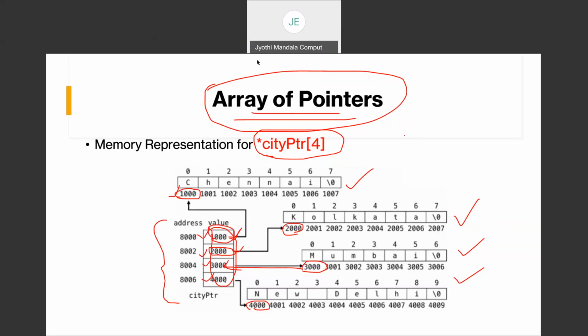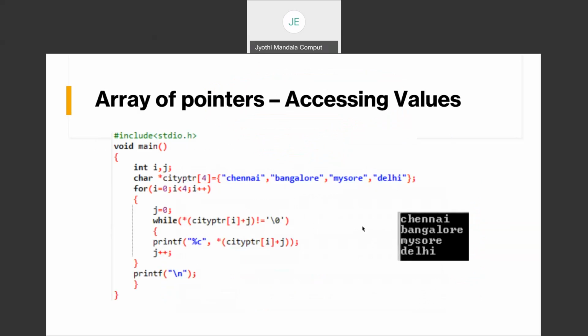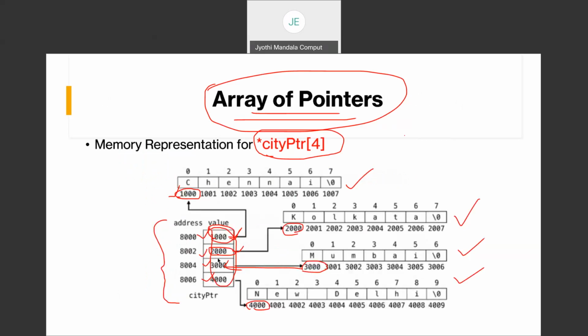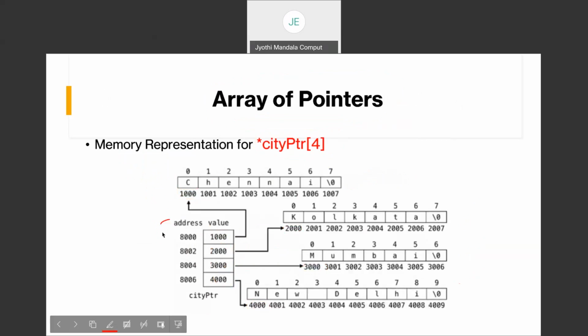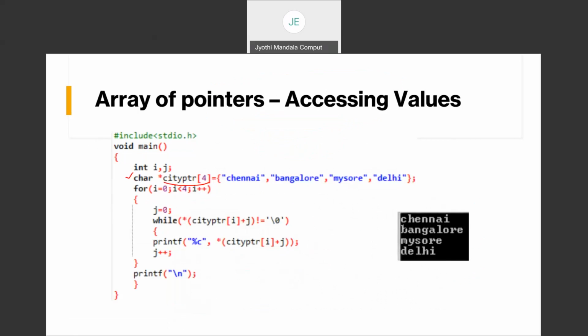Now, if you are using this array of pointers, how will the values be displayed? Let me show you this example. Are you all clear on this? We are trying to declare one array of pointers, which we have created like this. Let me erase this one. We have created one array like this, and all the addresses are stored like this.